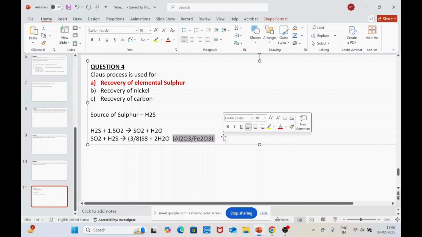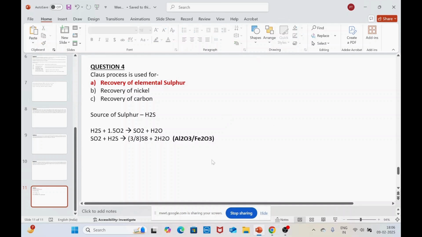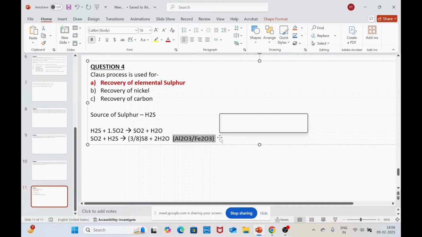This catalyst is better to remember, because there are questions wherein they ask you to state which catalyst is used for what process. So please remember, whenever you see any process which utilizes a catalyst, it is better to just remember what kind of catalyst is used in that process.